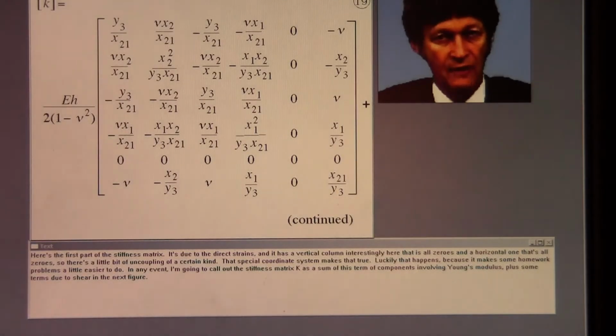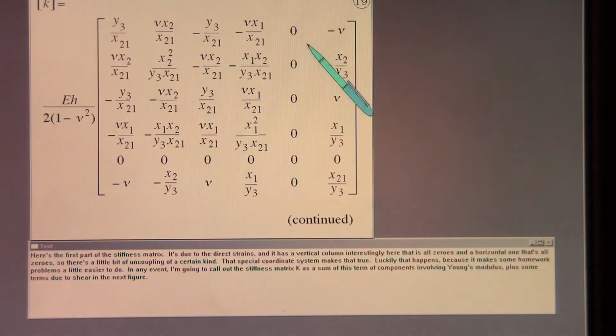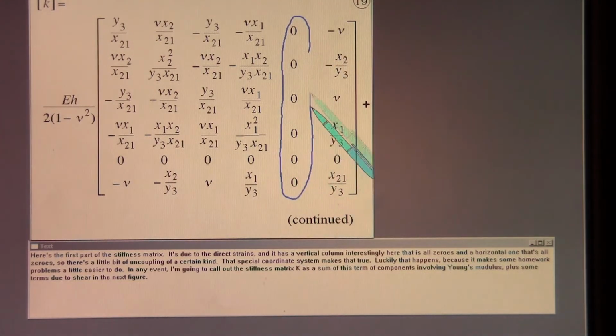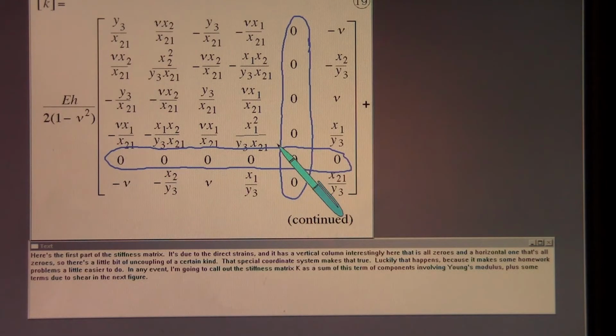Here's the first part of the stiffness matrix. It's due to the direct strains, and it has a vertical column, interestingly here, that is all zeros, and a horizontal one that's all zeros. So there's a little bit of uncoupling of a certain kind. That special coordinate system makes that true. Luckily, that happens because it makes some homework problems a little easier to do. In any event, I'm going to call out the stiffness matrix K as a sum of this term of components involving Young's modulus plus some terms due to shear in the next figure.